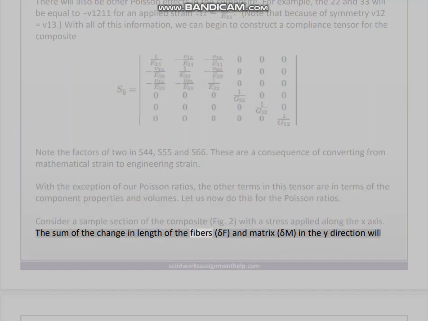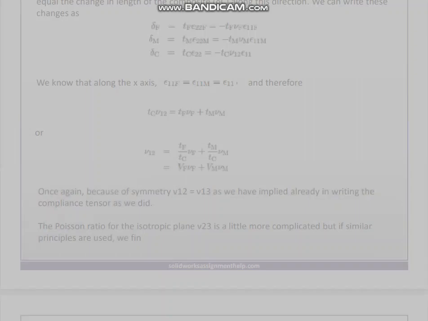The sum of the change in length of the fibers, delta F, and matrix, delta M, in the y direction will equal the change in length of the composite, delta C, along this direction. We can write these changes as, we know that along the x-axis, and therefore, or.